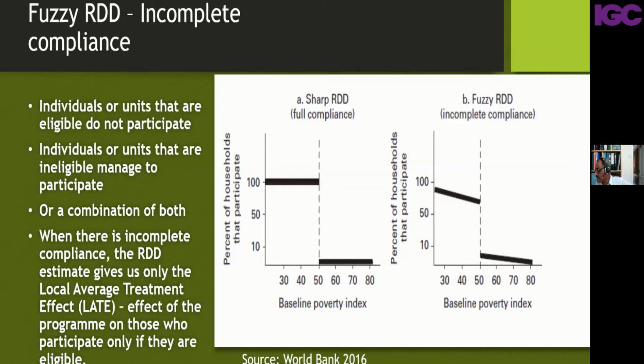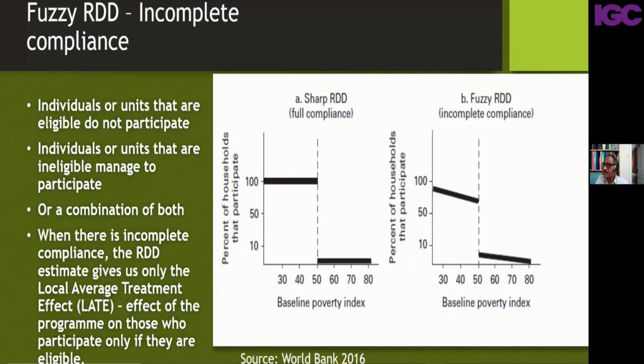In fact, participation rises to somewhere close to 100% only when you come to very low land size. Similarly, there are some who are above the threshold but still manage to participate in the program. So it is only those who have a very large land holding that their participation falls to 0.